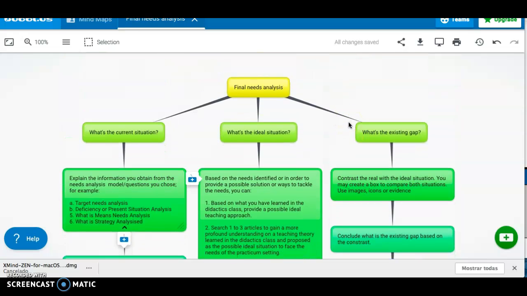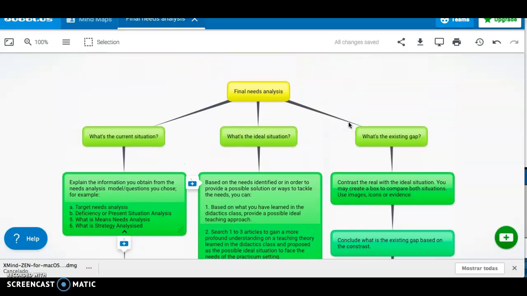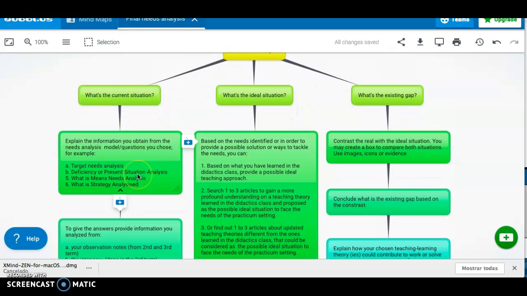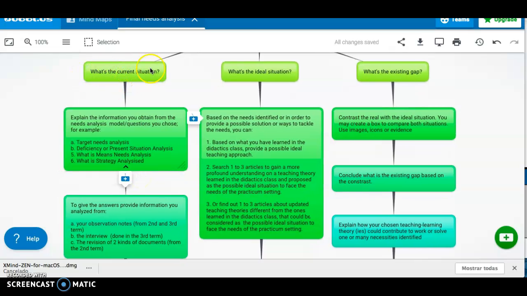Good morning, dear students, and this is the tutorial to explain what is expected in your final needs analysis. The idea is that you provide the answer to these three questions. What's the current situation? What's the ideal situation? What's the existing gap?